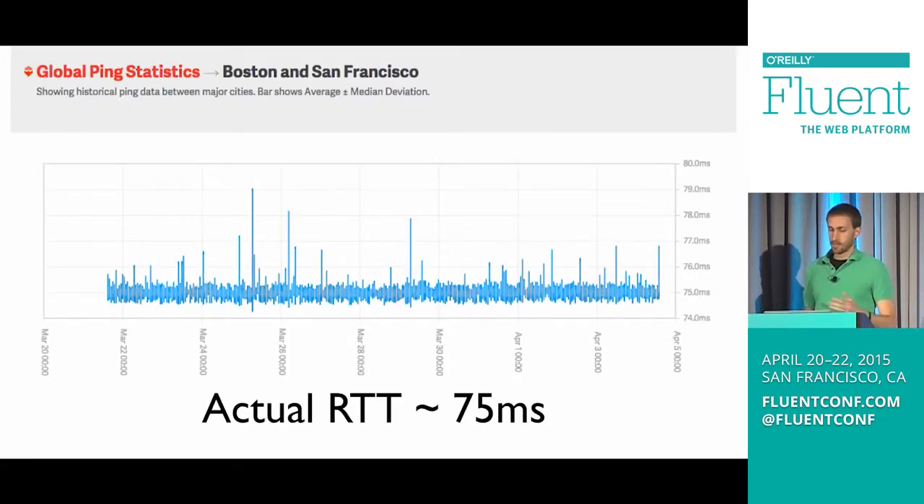And this is actually global ping statistics. I'm guessing this is data center to data center. This is probably not measuring last mile latency. So 75 ms from SF to Boston is a pretty good round trip time. Probably going to see something worse than this in the real world.